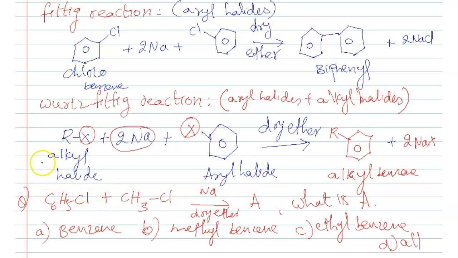Just like above, in case of RX we are taking CH3Cl and in the aryl halide place we are taking C6H5Cl. Then we can get methyl benzene. Option B is the correct one. So here 1 Cl, here 1 Cl, here 2 moles of sodium. They want us to give the balanced equation. We have to balance. Then 2NaCl goes out and CH3 is attached to the benzene ring. That means A is methyl benzene or toluene. So the answer is methyl benzene.